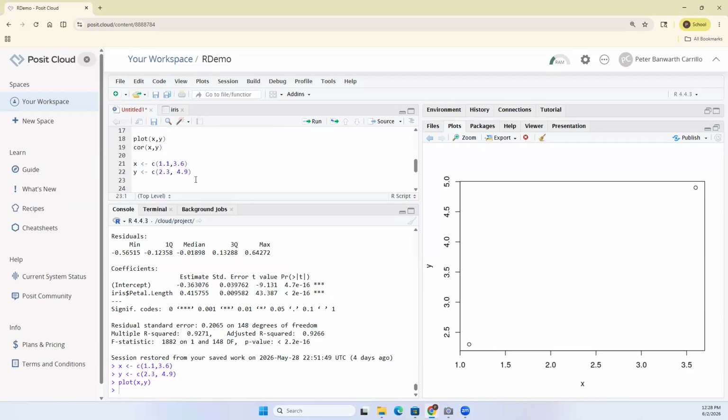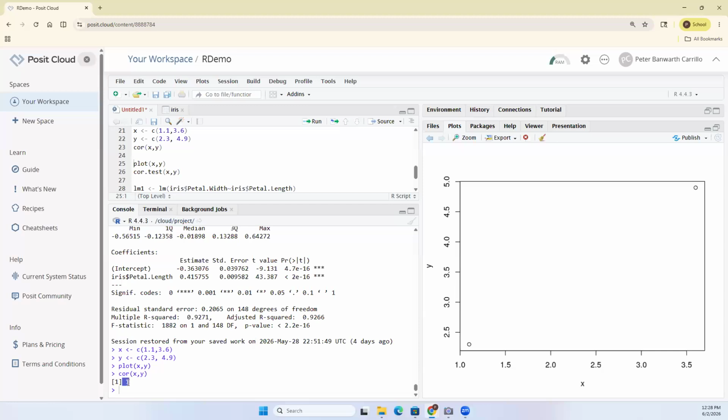In fact, they have a perfect correlation of 1. And the reason for that is with just 2 points, you can always draw a line connecting those 2 points. Of course, as statisticians, we know that 2 points is not enough data to make a conclusion.